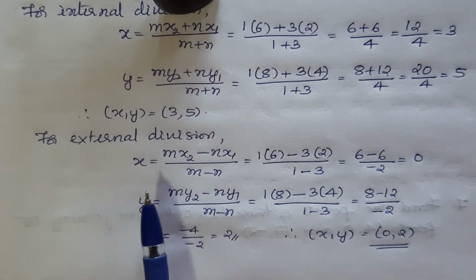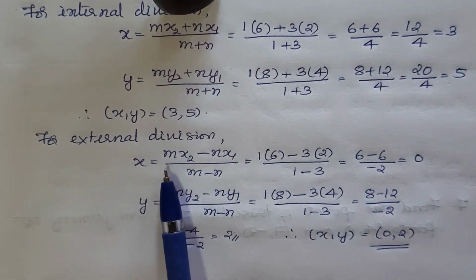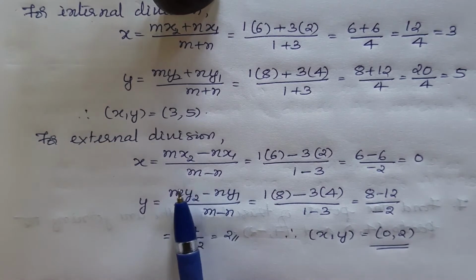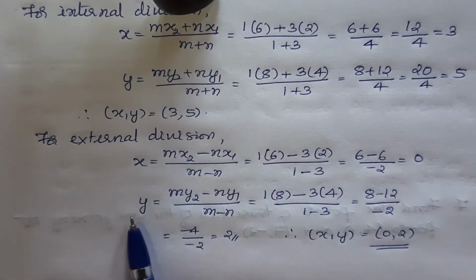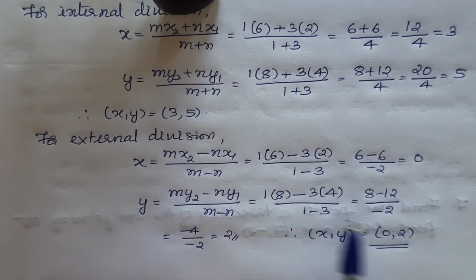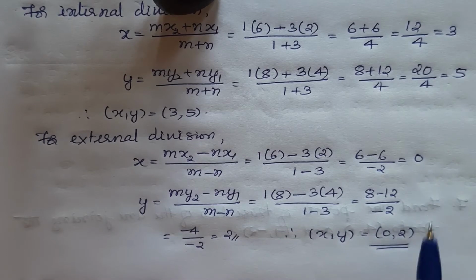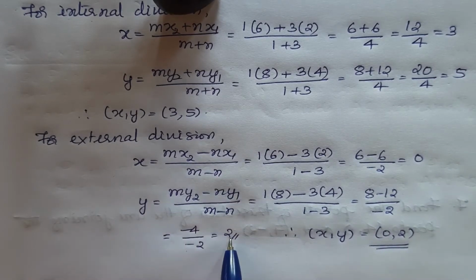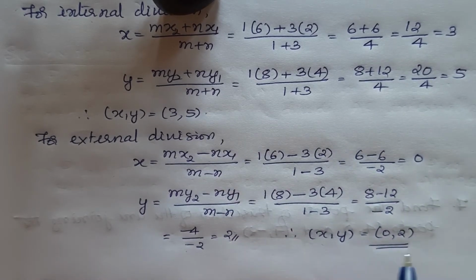Similarly, for external division, this is the formula: x is equal to (mx2 minus nx1) divided by (m minus n), y is (my2 minus ny1) divided by (m minus n). Substitute all the given values, you will get 0 and this is 2. Therefore, the point (x, y) is (0, 2).